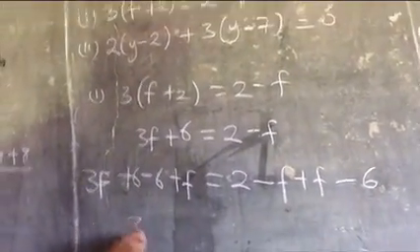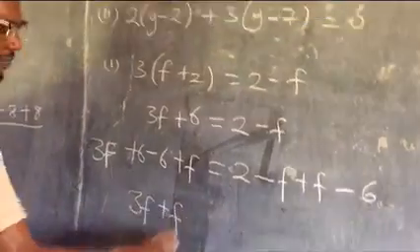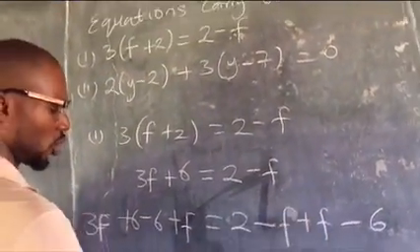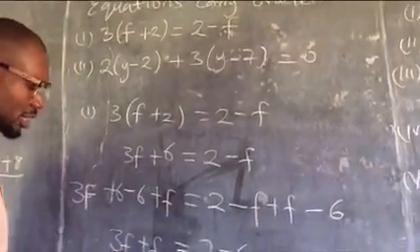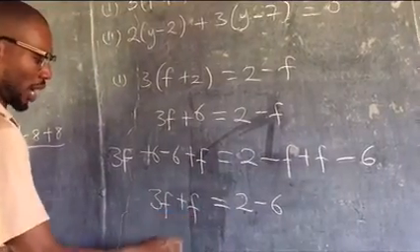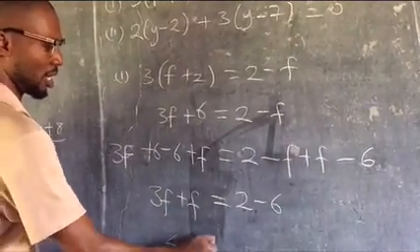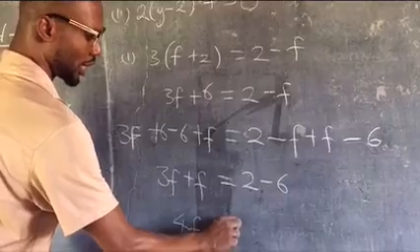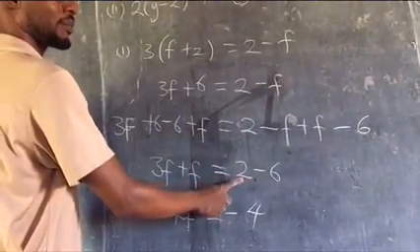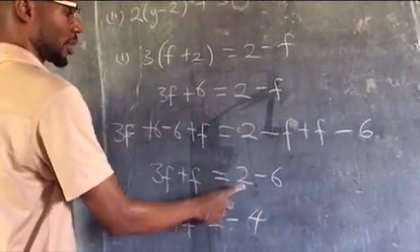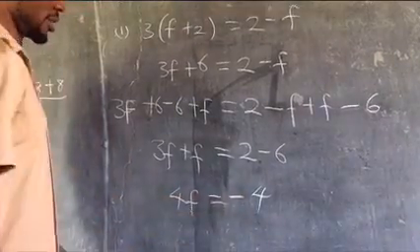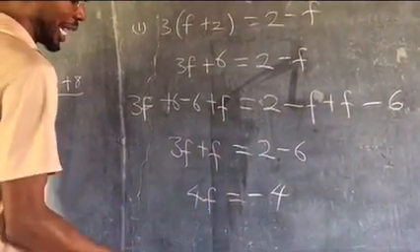I will get 3f plus f. Then here, this f turns to 0. I will get 2 minus 6. Right? So if I add this one, I will get 4f. Then this one gives minus 4. You have 2 naira. Right, you owe 6 naira. You can't have 2 naira and go pay. What will you owe? Not 4 naira.